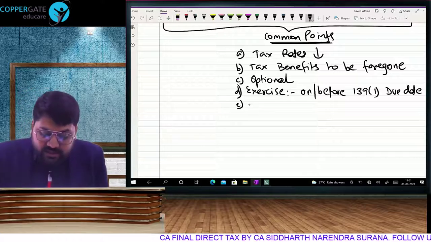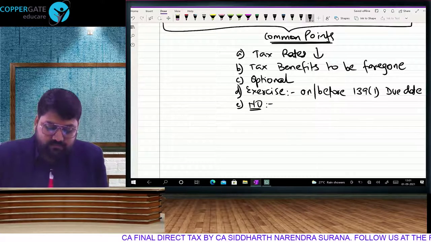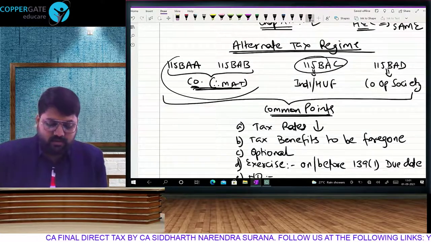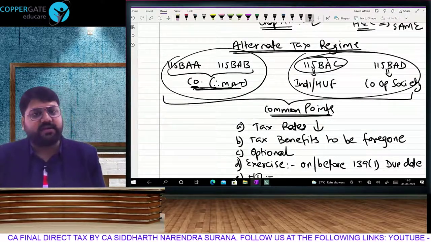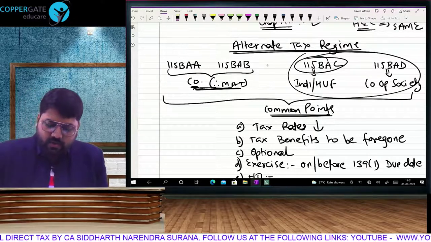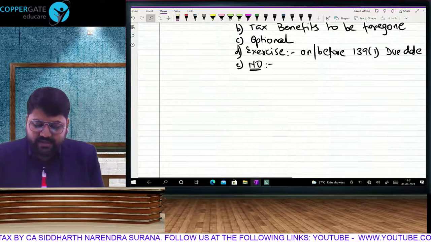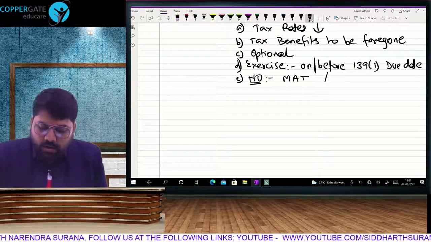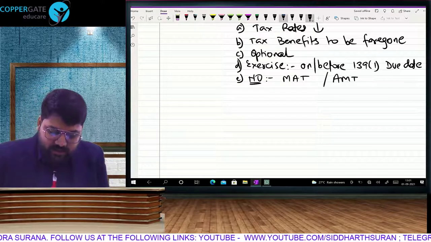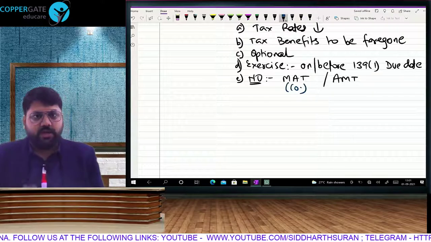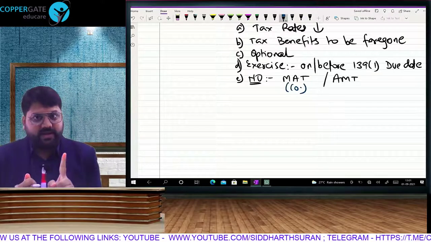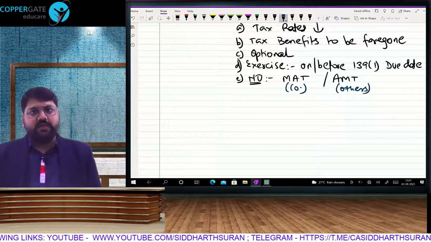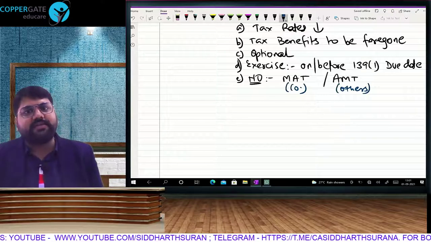That any assessee who goes in the new regime, obviously company will go in these two sections and these assessees will go in their respective section. Any assessee who goes in the new regime will not have any minimum alternate tax or alternate minimum tax. Listen please, MAT is a tax which is applicable for company. Normal tax or MAT, whichever is higher. Please pay attention. And AMT is a tax which is applicable for other assessees, all assessees other than company. Normal tax or AMT, whichever is higher.